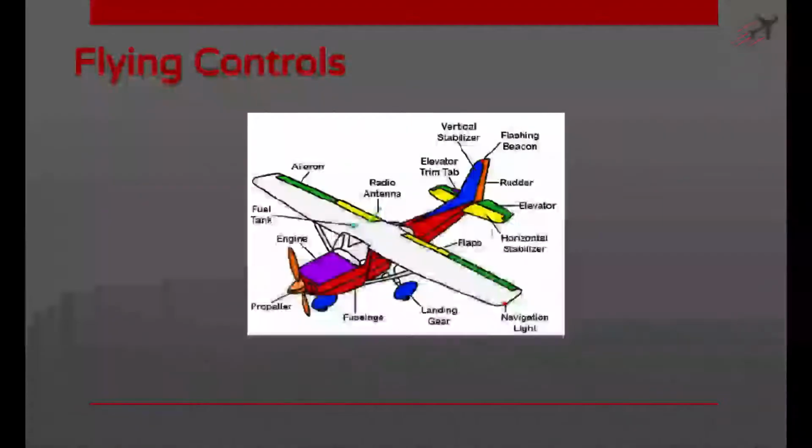and the horizontal stabilizer. The three main flying controls that we use are the ailerons, the elevator, and the rudder. The ailerons are the green surfaces located here on the wings, the elevator is on the tail, the horizontal stabilizer, and the rudder is the orange surface on the tail plane.